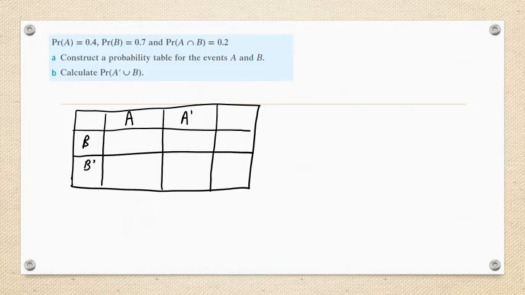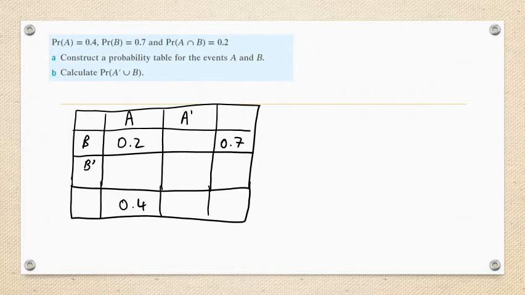What am I doing? That's not right. B dash. And that's too small, so I'll extend it. Please use a ruler when you do this. Don't do what I just did. Alright, we have probability of A being 0.4, B being 0.7, and A intersection B being 0.2.